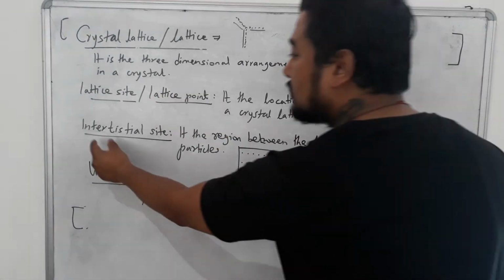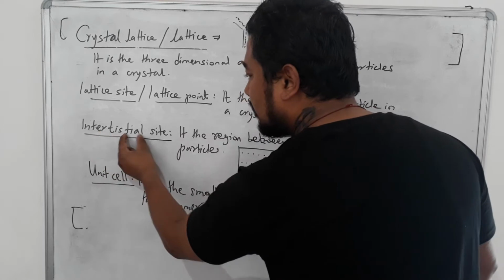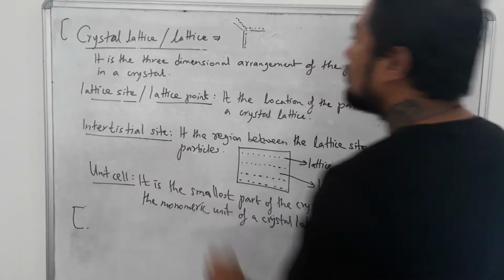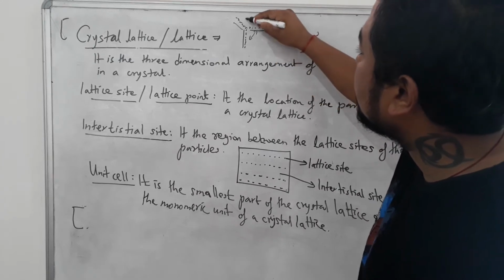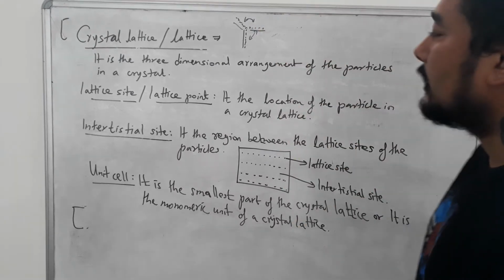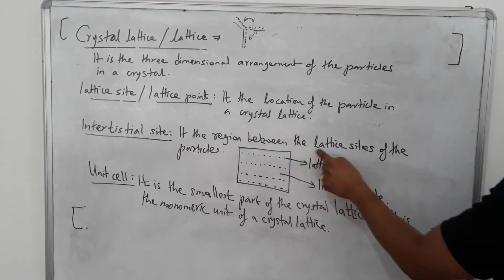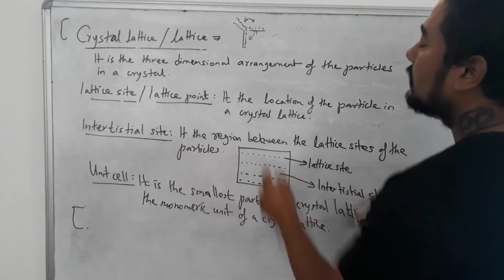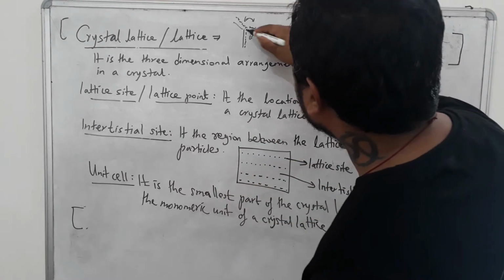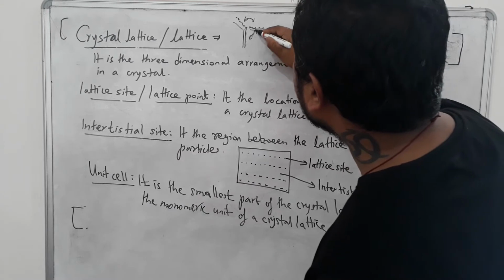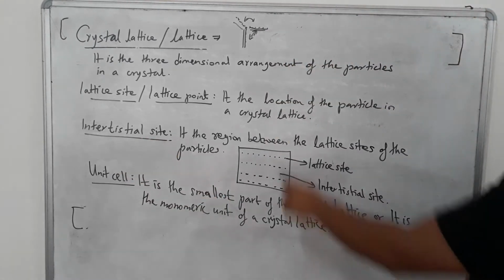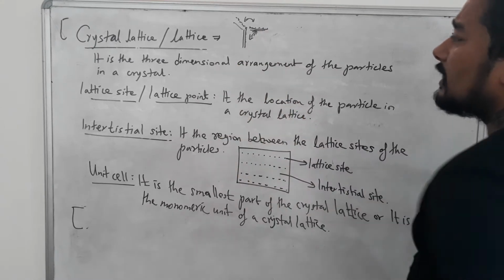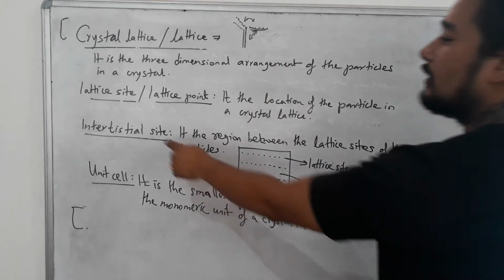Now let us see what is the meaning of interstitial site. So interstitial site means out here you can see this is a gap between these two, and this is the gap between these two. Okay, so it is a region between the lattice sites of the particles. So this is the lattice site of the particle, this is the lattice site of the particle, and a region in between that is called interstitial site. Okay, so the region between the two lattice sites is called interstitial site.